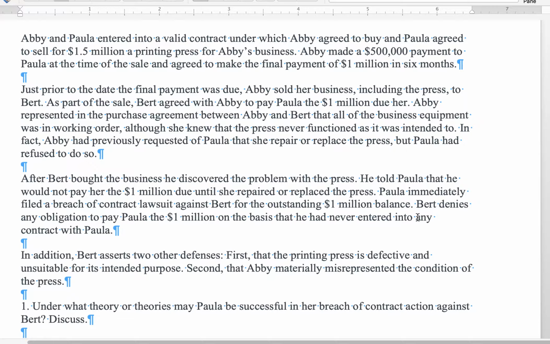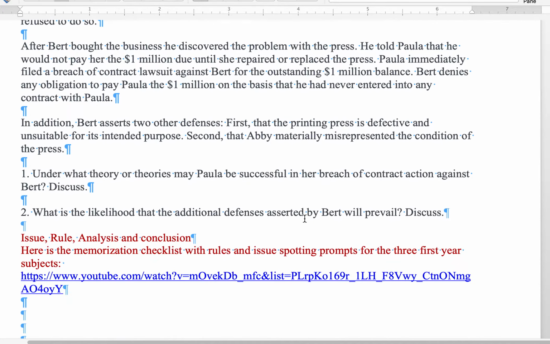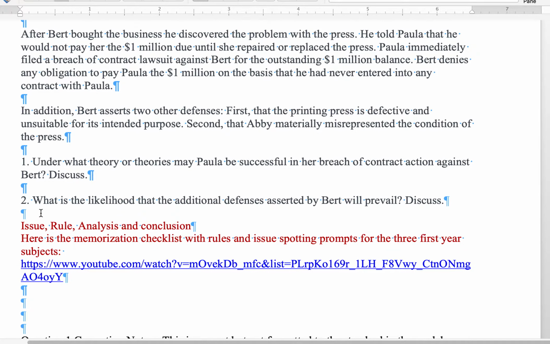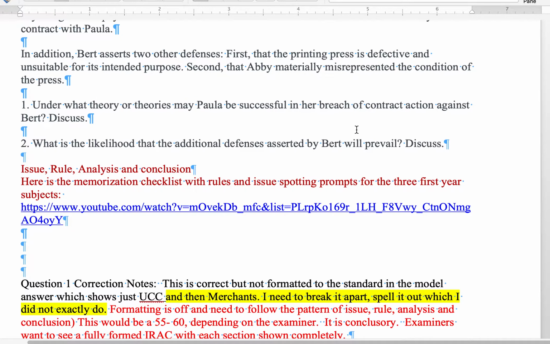So you have a fact pattern here. You have to get in, you have to get out, but you got to fill in the details. So when you look at this, just kind of skim it and then go straight to the question. The 2 questions are, under what theory or theories may Paula be successful in a breach of contract? Let's pretend I'm doing it right now.